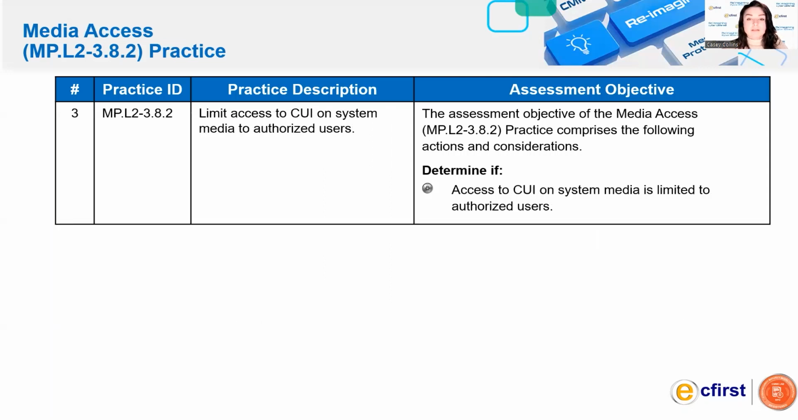Media access. Our practice description being limit access to CUI on system media to authorized users. So not only is the media controlled, but the users that are granted access to control it are also identified and kept track of. So determine access to CUI on system media is limited to authorized users.